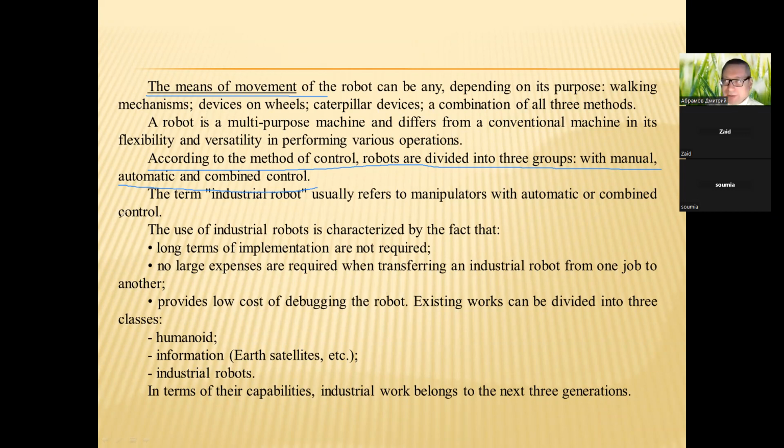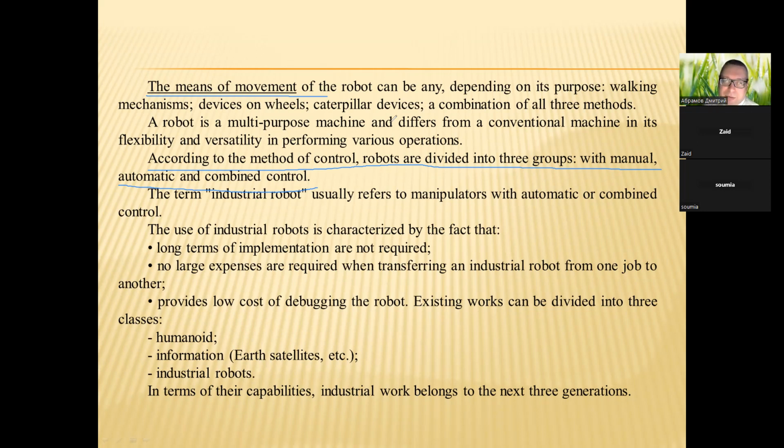So I repeat one more time. The means of movement of the robot can be any depending on its purpose. Walking mechanism, devices on wheels, caterpillar devices, a combination of all three methods. A robot is a multi-purpose machine and differs from a conventional machine in its flexibility and versatility in performing various operations.